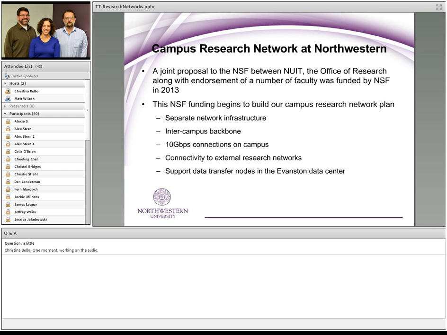This allows us to build a completely separate physical network infrastructure, a separate intercampus backbone, with 10 gigabit per second connections to the desktop or cluster on campus. Of course, it lets us leverage the connectivity to external research networks that we enjoy in Chicago. And this network is being designed to support data transfer nodes in the Evanston Data Center.